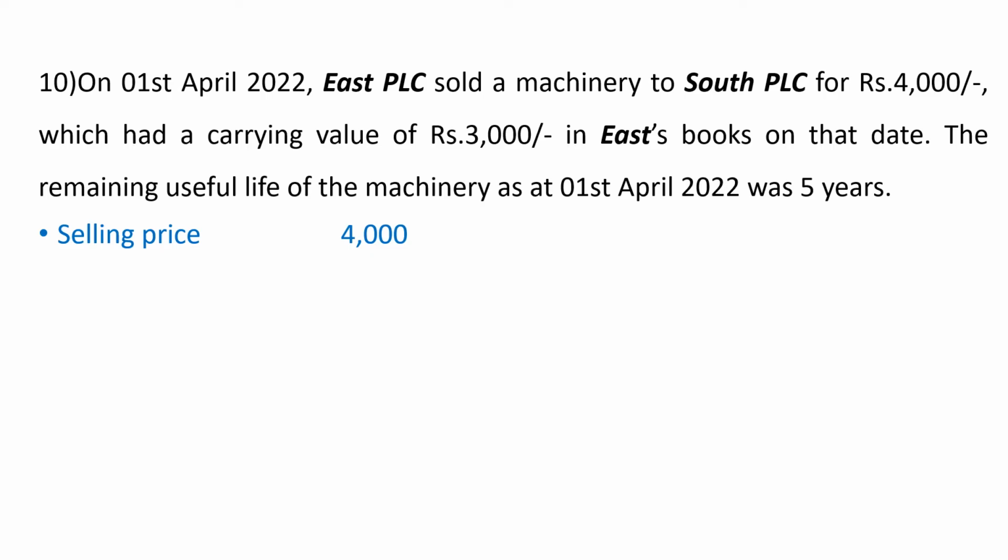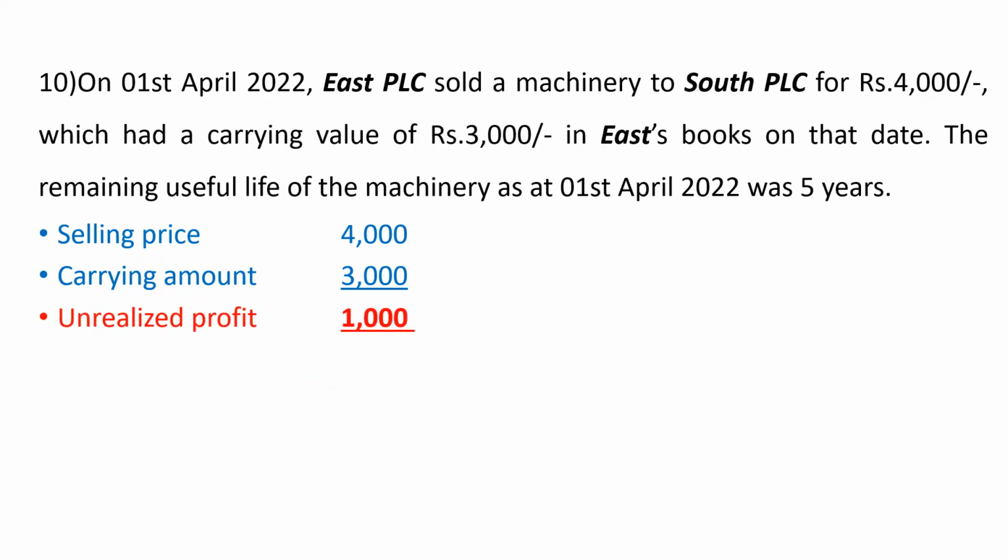You can remember in the additional information from the beginning we have mentioned everything is in thousands. So here thousands mean it is 4 million, right? So ignore the zeros. Now we are going to do everything in thousands. So here the selling price is 4,000, then the carrying amount is 3,000. So you can see there is unrealized profit of 1,000.